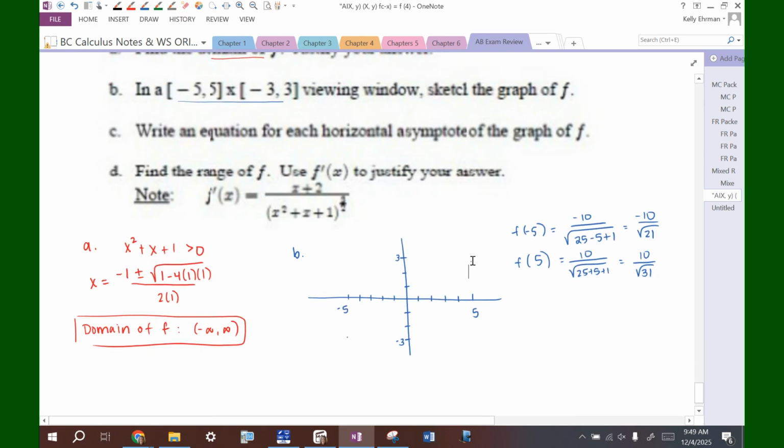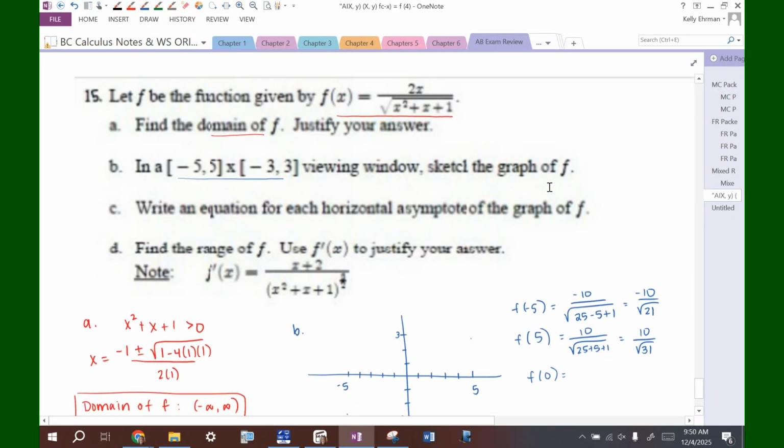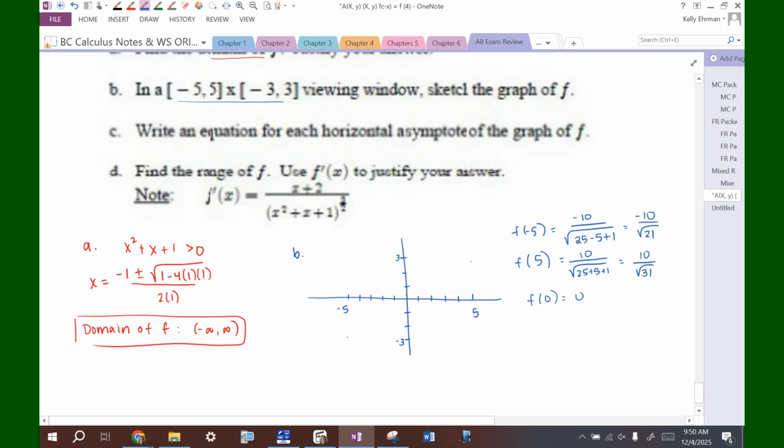A y-intercept would be good. F of 0 equals 0 on top over 1, so 0. Okay, so there's a point I am willing to plot. Here you go. What's more important, I think, is to come up with the fact that there are probably horizontal asymptotes. I guess I don't need arrows on the end of this, so maybe I do want to plot these values. So what is negative 10 over root 21?